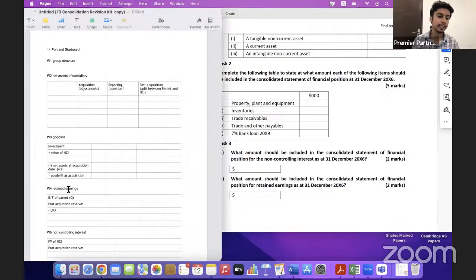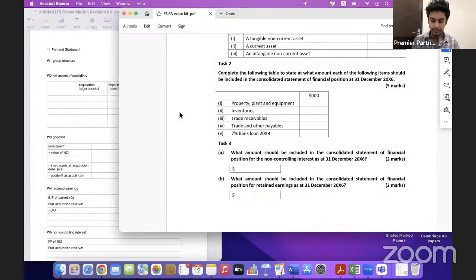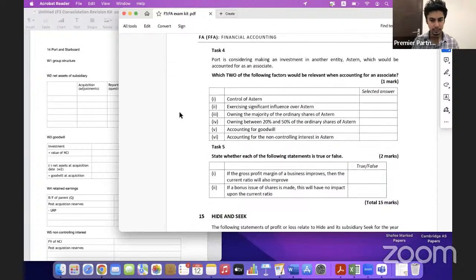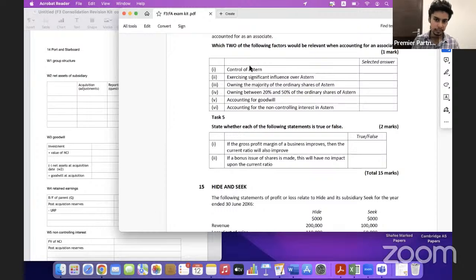Now they are asking for the retained earnings working. So I have prepared this one also. Let's check and see on the next page. Are there any other questions they have asked? No, that's pretty much it. The other two questions are, one question comes from associate, and one question comes from accounting ratios. Okay, so that's the requirement.